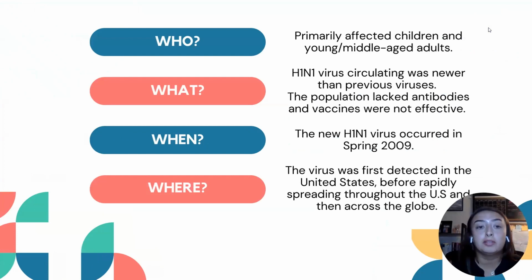First, we will be going over the who, what, when, and where. The H1N1 virus primarily affected children and young adults, and those at higher risk were also those with underlying medical conditions. The reason the H1N1 virus spread so quickly is that it was composed of a different strand than the normal seasonal flu strand. Since it was new to the public, there were no antibodies for it and no vaccine available for the H1N1 virus. The H1N1 outbreak occurred in the spring of 2005.